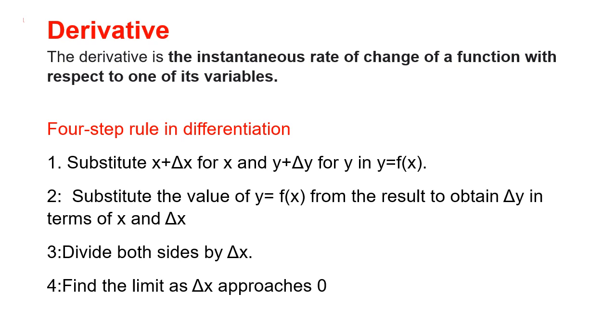Derivative. The derivative is the instantaneous rate of change of a function with respect to one of its variables. So, the four-step rule in differentiation. 1. Substitute x plus delta x for x and y plus delta y for y. 2. Subtract y equals f(x) from the results of step 1. 3. Divide both sides by delta x. 4. Find the limit as delta x approaches 0.